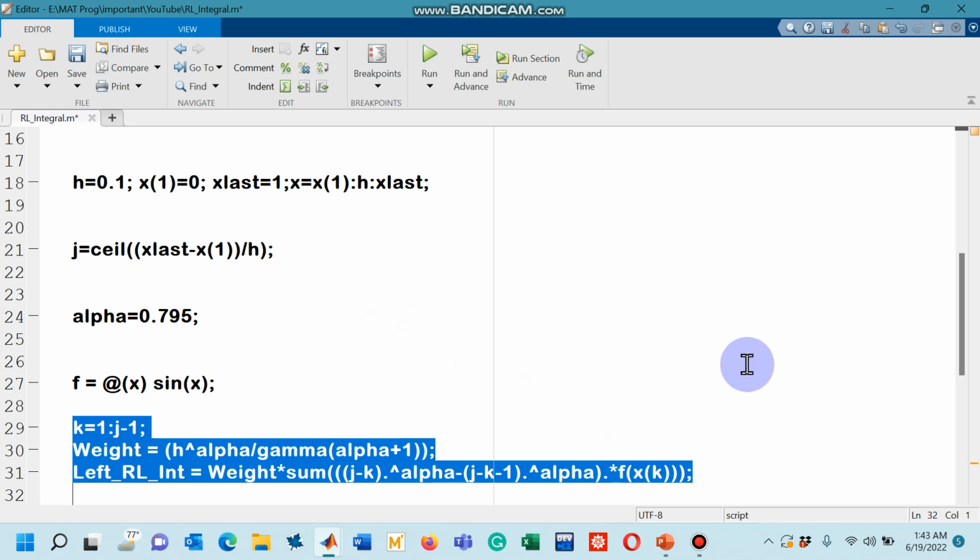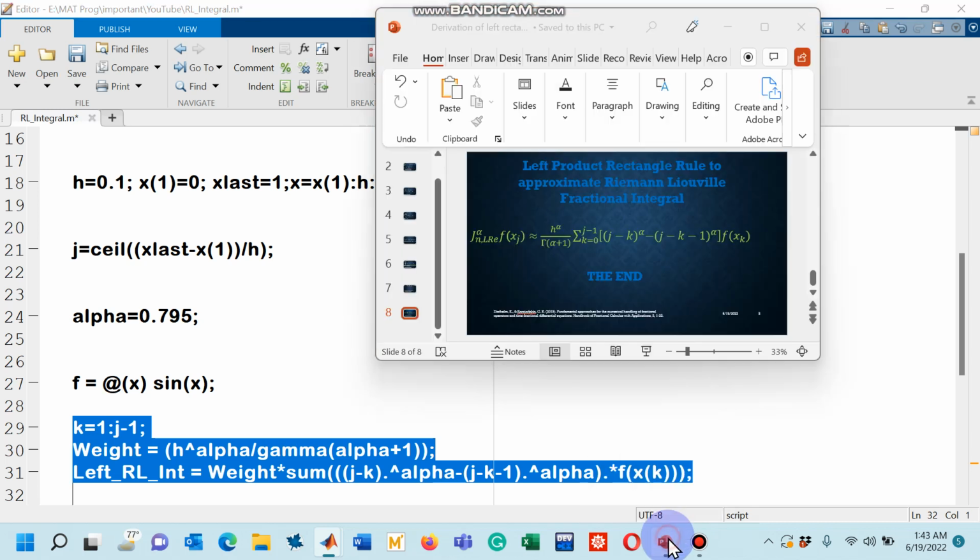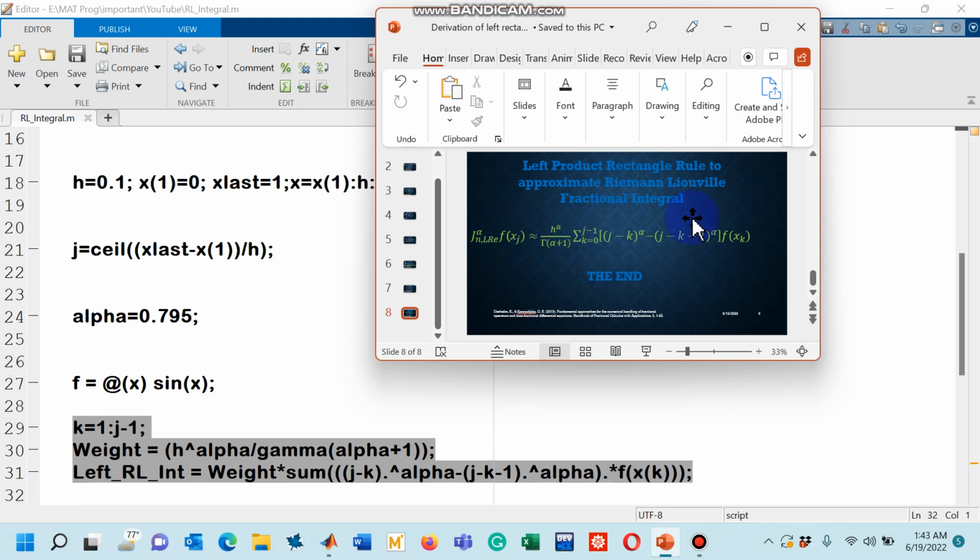Let me show you the rule called the left product rectangle rule to approximate the RL fractional integral that I derived in my last lecture. As you can see on the slide, the green color formula is the rule we are discussing, and I would suggest you tally it with these three lines. For example, line number 30, h power alpha divided by gamma of alpha plus 1. This is a constant, so I have just assigned it a name, weight. So this is a coefficient you see in the formula.